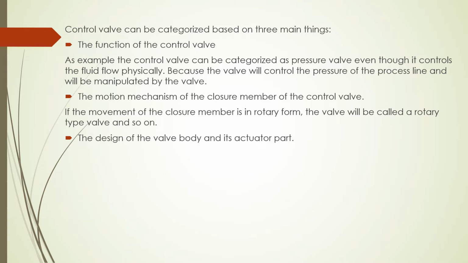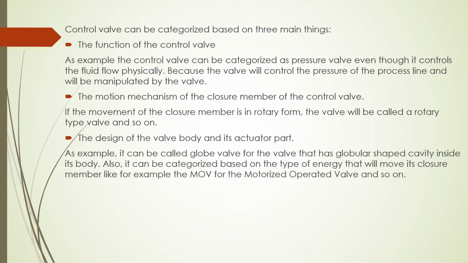Then the final category is the design of the valve body and its actuator part. We usually know about the butterfly valve and the globe valve. Here is an example: the globe valve. It can be called a globe valve if the valve has a globe-shaped cavity inside its body. We can also categorize based on the type of energy that will move its closure member, like for example the MOV, the motorized operated valve.